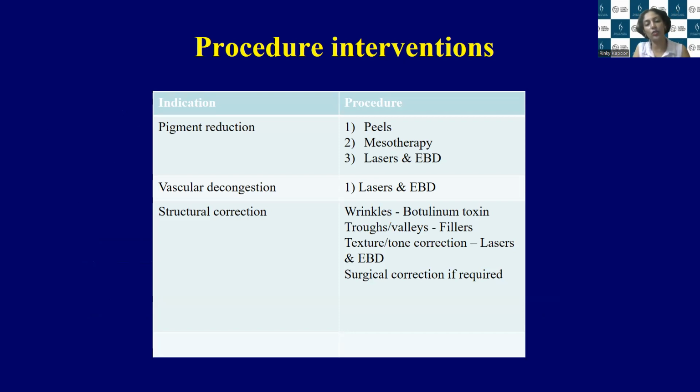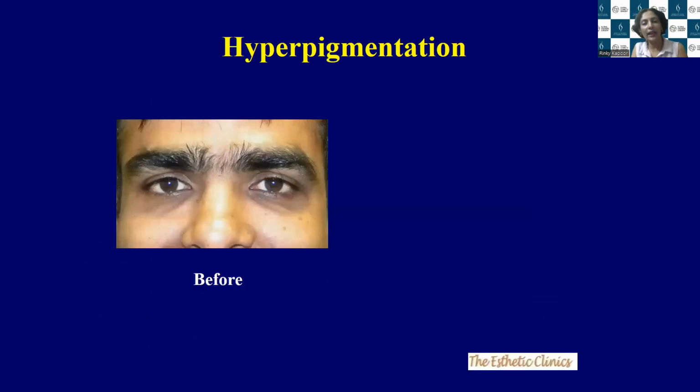of dark circles. So if it's more of pigment, then we prefer peels and lasers. If it's a vascular etiology, lasers are preferred. If it's a structural problem, of course the botulinum, the fillers, and the laser resurfacing do their job, and surgical corrections are done if required. So let's see category wise.